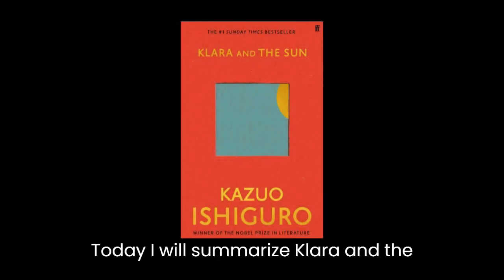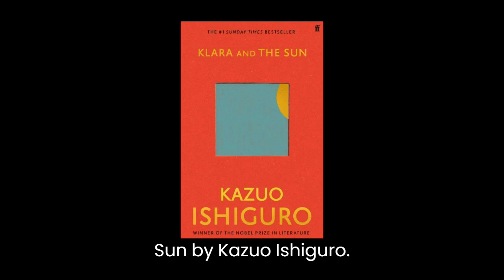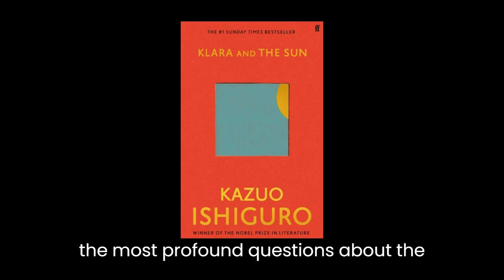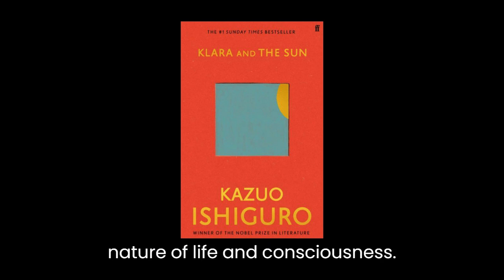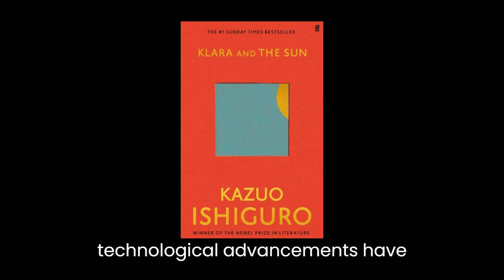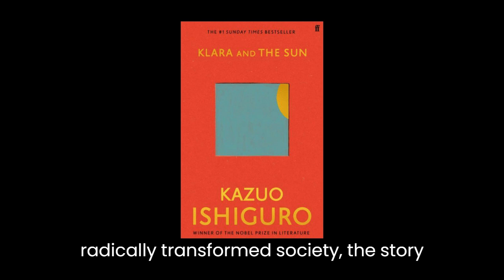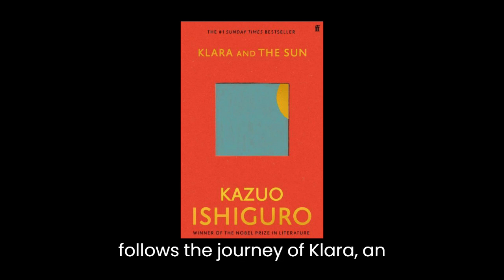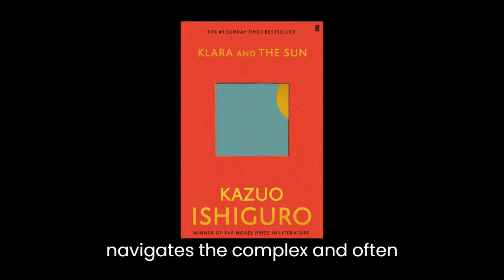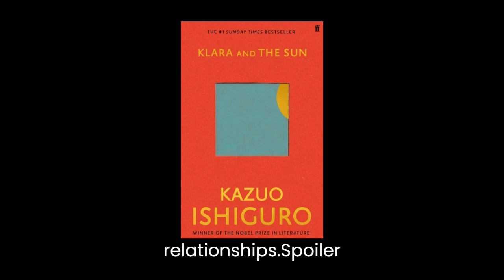Today I will summarize Klara and the Sun by Kazuo Ishiguro. It is a hauntingly beautiful and thought-provoking novel that explores some of the most profound questions about the nature of life and consciousness. Set in a future world where technological advancements have radically transformed society, the story follows the journey of Klara, an artificial friend, AF, as she navigates the complex and often bewildering landscape of human relationships. Spoiler alert.